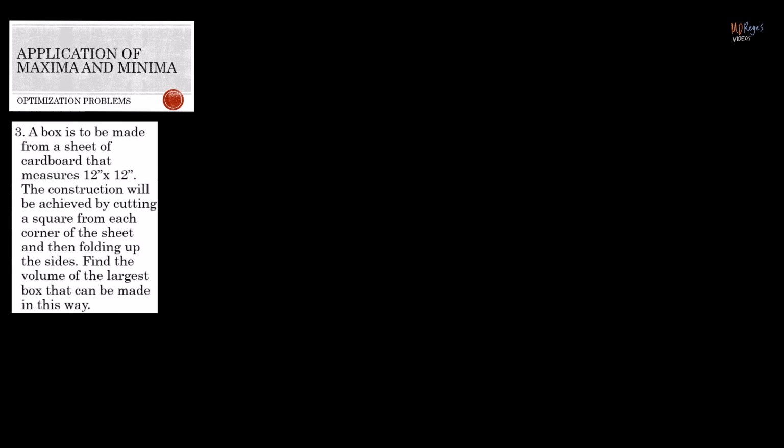Okay, this is problem number 3. It's one of the most common problems that you'll encounter for the application of maxima and minima. So number 3, a box is to be made from a sheet of cardboard that measures 12 inches by 12 inches. The construction will be achieved by cutting a square from each corner of the sheet and then folding up the sides. Find the volume of the largest box that can be made in this way. So before we define our variables, it's easier if we draw the figure of this problem.